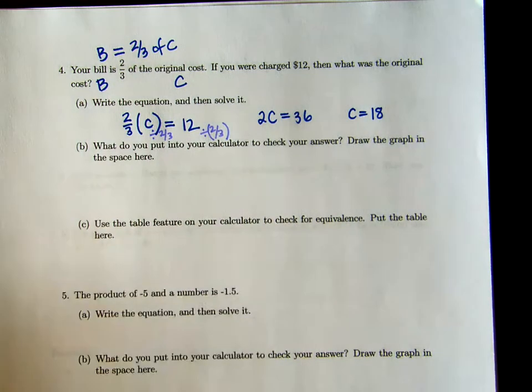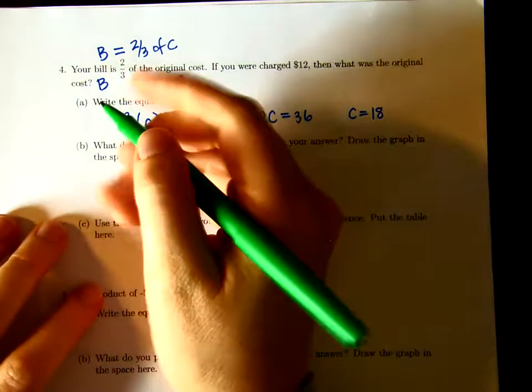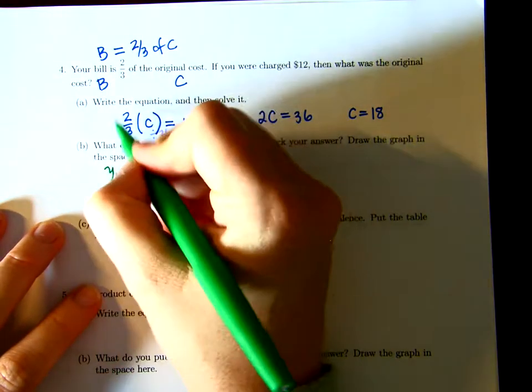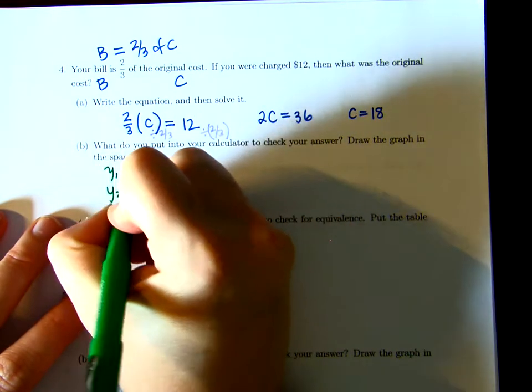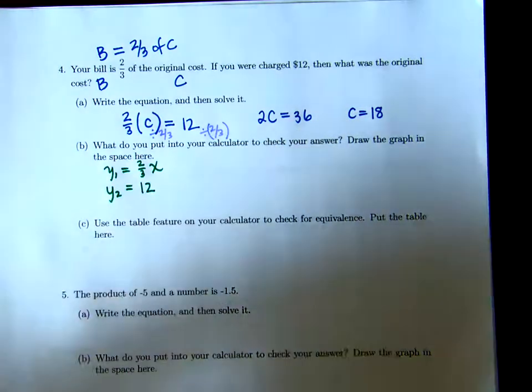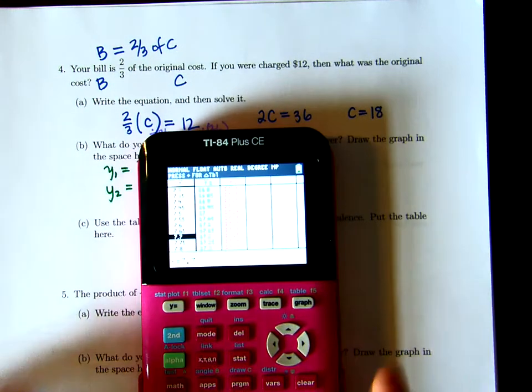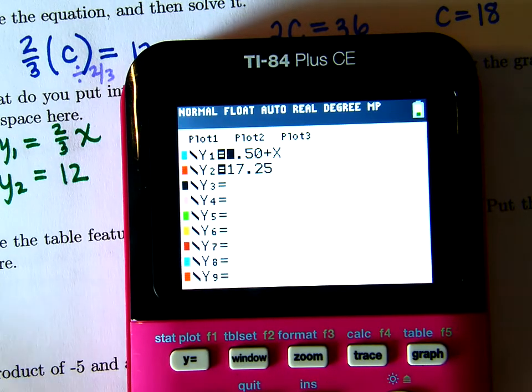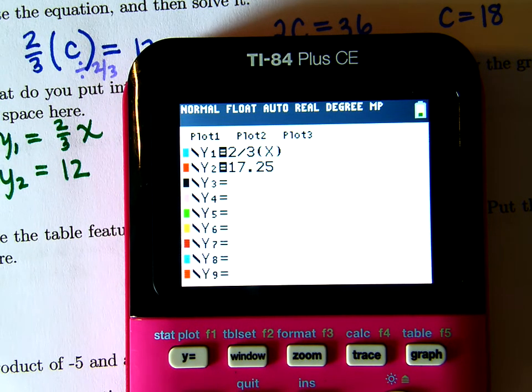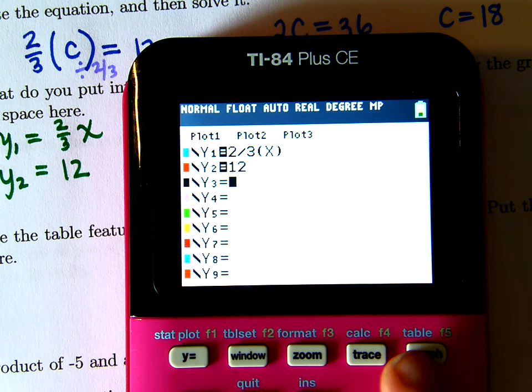What do you put into your calculator? Let's do it. So here, the left side would read 2/3 x. The right side for y2 would read 12. And we would do the same business. So let's go to y equals and change what we have here. 2/3 and then times x. It doesn't matter if you actually put parentheses or a multiplication sign. Equals 12. Oh, I'm going to need to clear it. Equals 12. And I'm going to go graph.